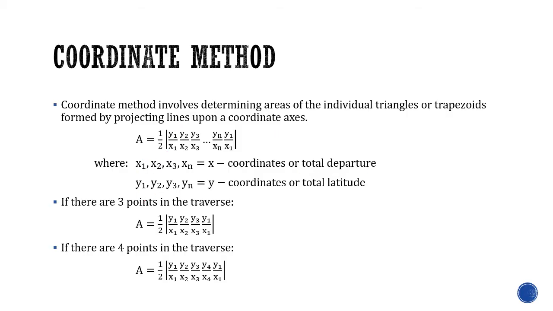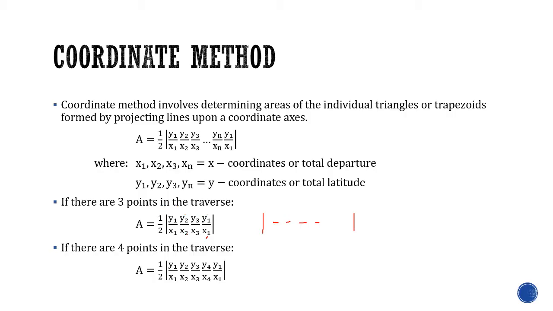Ganun lang siya. Kung meron kang tatlong points sa traverse, class, ganito yung maging setup. 1/2, lagyan mo ng ganun. Tapos isulat mo ganito. Kung tatlo yung points, ganito yung mangyari: y1 over x1, y2 over x2, y3 over x3, tapos end mo kung saan ka nagsimula, y1 over x1. Ganyan isusulat, okay?